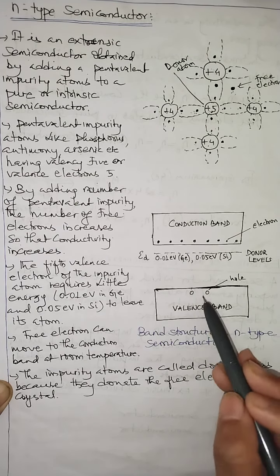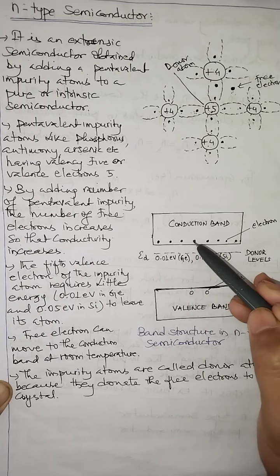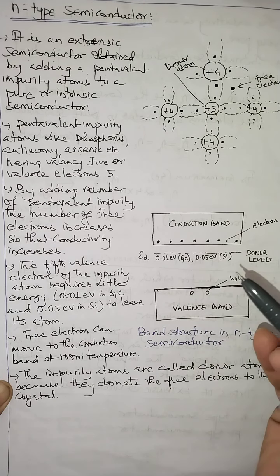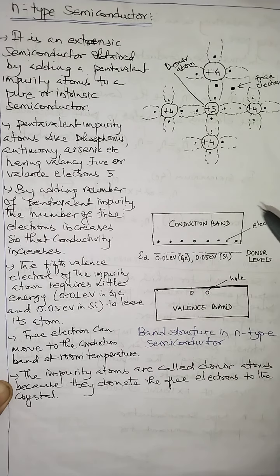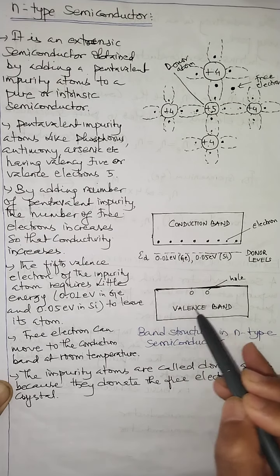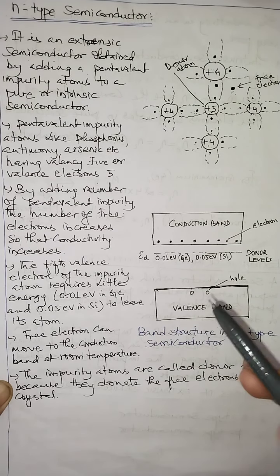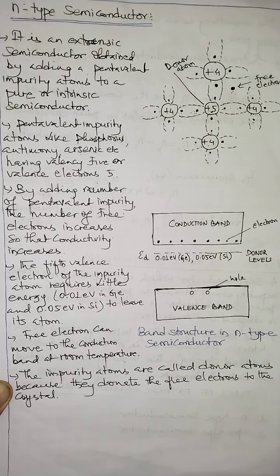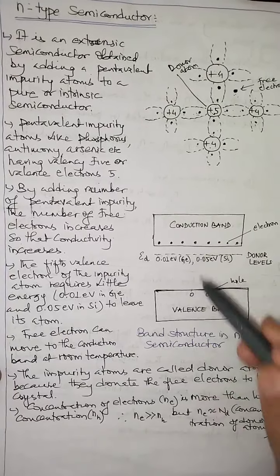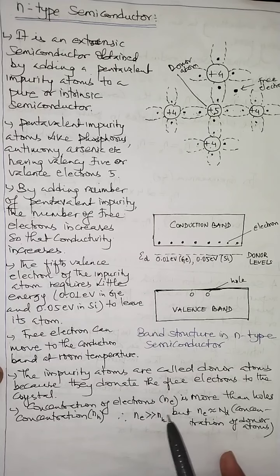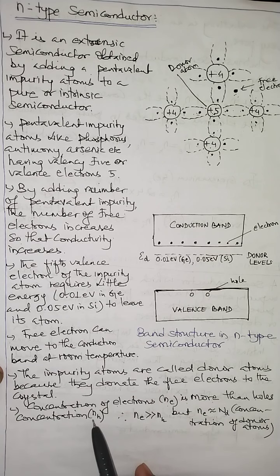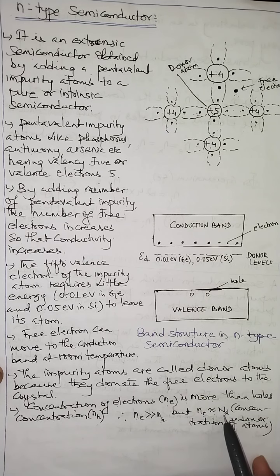If you compare the concentration of electrons and holes present in the conduction band and valence band, the concentration of free electrons in the conduction band is maximum, whereas the concentration of holes in the valence band is what? Minimum. That means in the case of an n-type semiconductor, the electron concentration is more than the hole concentration. As I've written already, the concentration of electrons, marked by Ne, is more than the hole concentration, marked by Nh. That means Ne is much greater than Nh, but Ne is nearly equal to Nd, capital Nd.